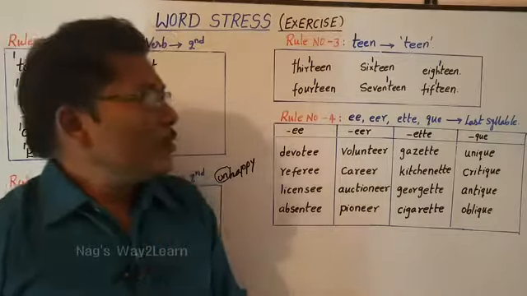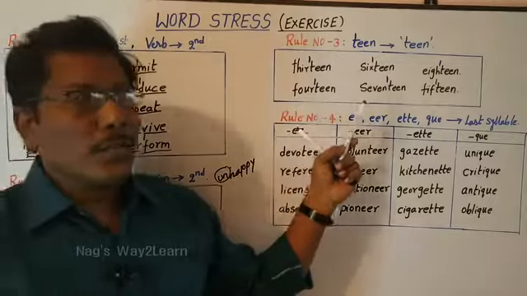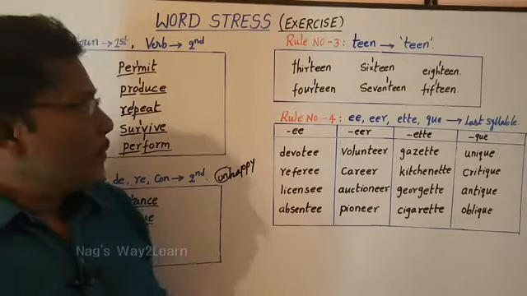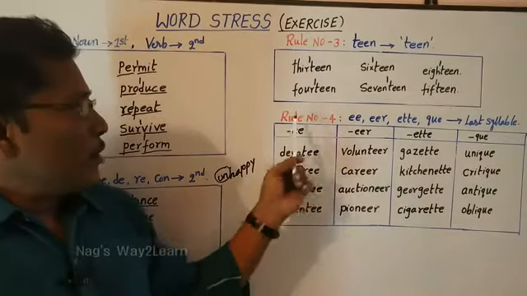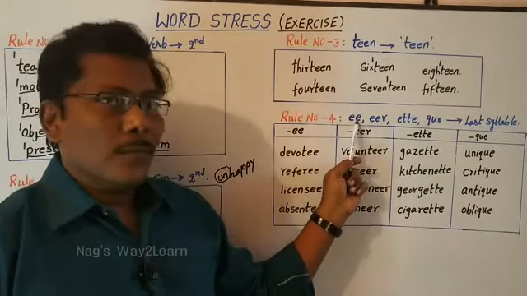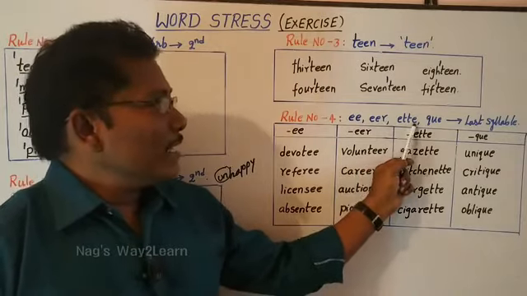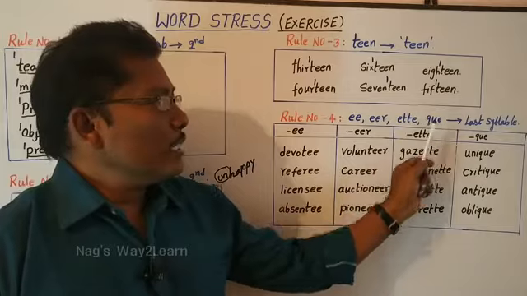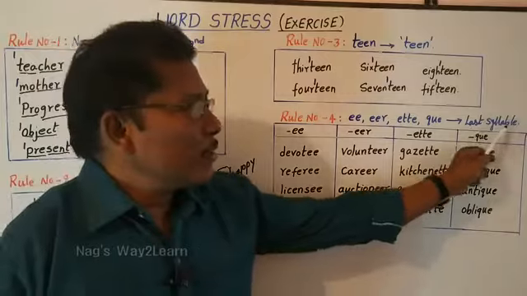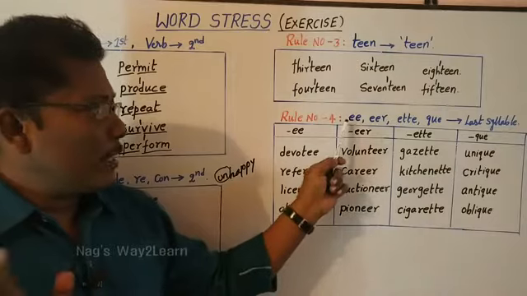Okay, this is very easy to remember. So generally all the numbers from 13 to 19 come into this category. Okay, this is rule number 3. And rule number 4. Okay, in rule number 4, if you see EE or EER or ETTE or QUE at the end of the word, then the stress will be on the last syllable. This is very important. Okay, you have to remember it. You have to keep it in mind.